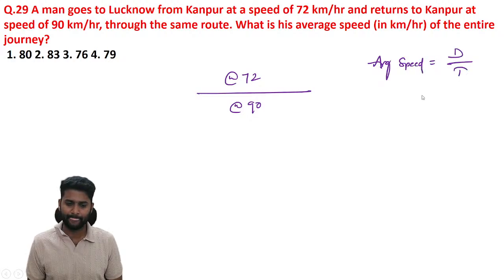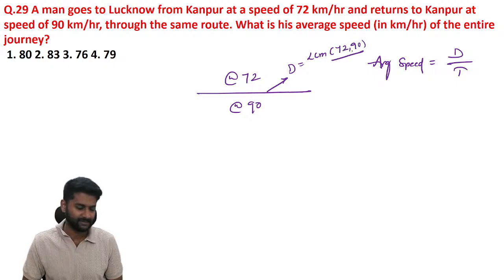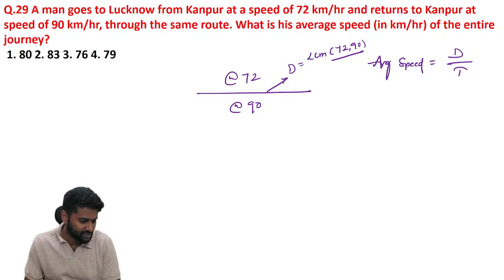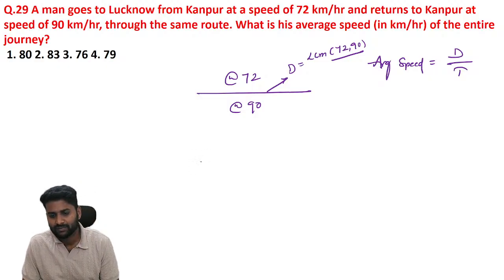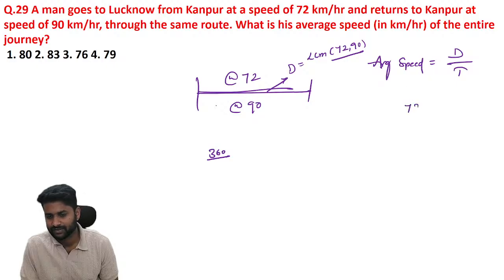Speed is equal to distance by time. For reference, you can assume a distance here. The distance should be divisible by both 72 and 90. See, what is the LCM of 72 and 90? 360. So let us take the distance between the points as 360. Now the total distance from here to here is 360, and back is 360. The total is 720. The first 360 is covered at a speed of 72 km per hour. The next 360 is covered at a speed of 90 km per hour.